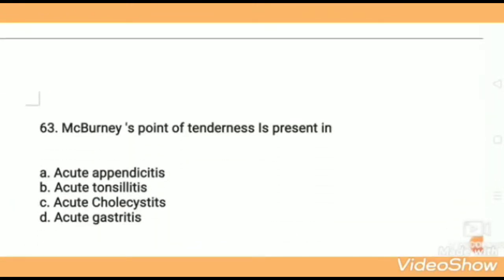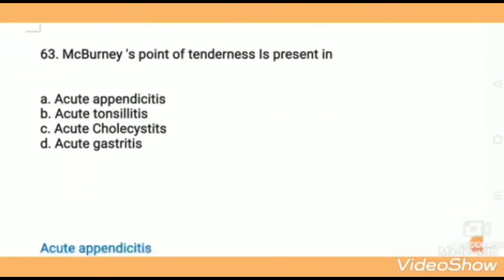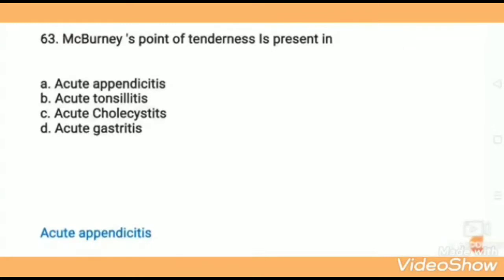McBurney's point of tenderness is present in acute appendicitis, acute tonsillitis, acute cholecystitis, or acute gastritis. So, the correct answer, McBurney's point of tenderness is present in acute appendicitis. Next question.